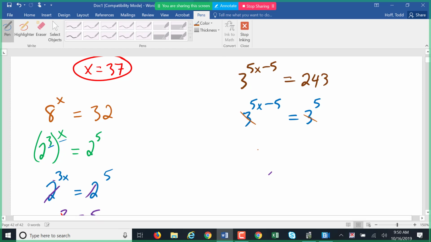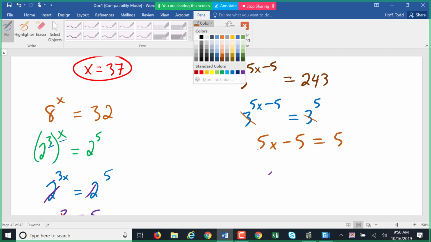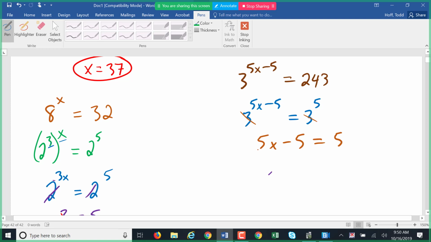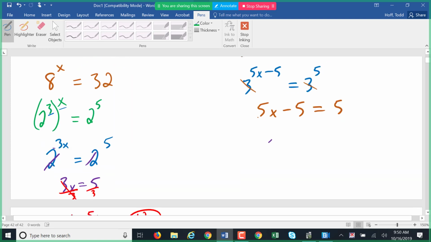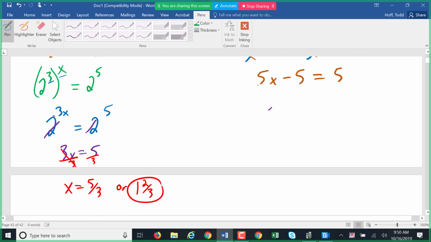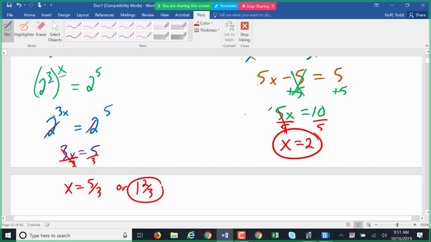Now they have the same base. We set the exponents equal. 5x minus 5 equals 5. A lot of 5s there. We have nothing to simplify on either side. The variable's already on one side, so we'll start to solve. Add 5, get rid of the minus 5. 5x equals 10. And we'll divide by 5. x equals 2. Any questions there?